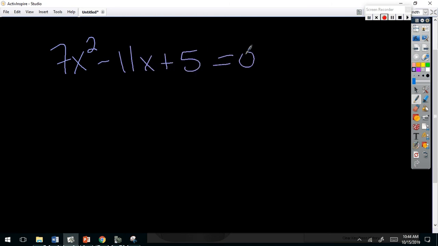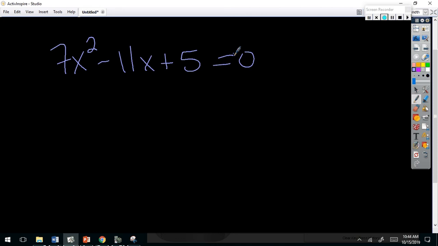Look at an example. It still has to equal 0. That's still crucial that it equals 0. I don't want to know what the answers are, but I want you to look at this and tell me what type of solutions this quadratic has. The directions will say find the value of the discriminant for the quadratic equation and describe the number and type of roots for that equation. So first off, what's the discriminant?